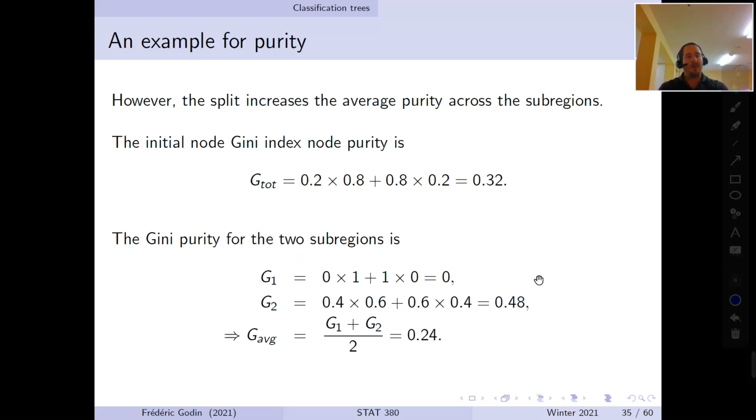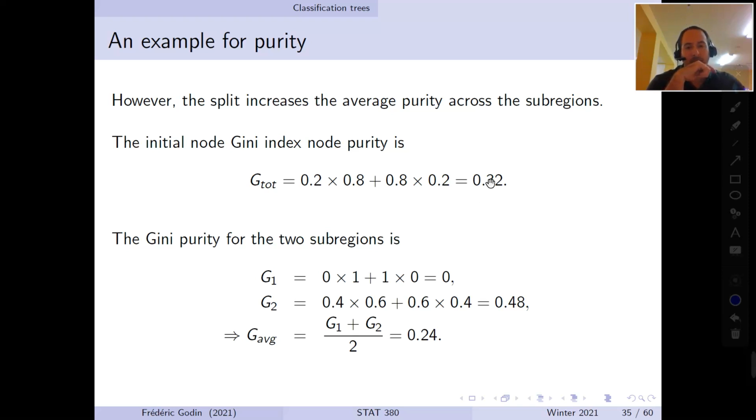However, if we use the Gini index, for example, to decide which splits are worthy or which aren't, let's see what happens. If we consider the original region, the total region, then its Gini index would be, for class 1, 0.2 times 0.8, because we have 20% observations of class 2 and 80% of class 1. So it's 20% times 80% plus 80% times 20%, which is 0.32.